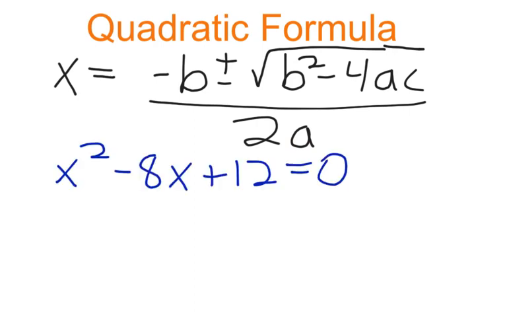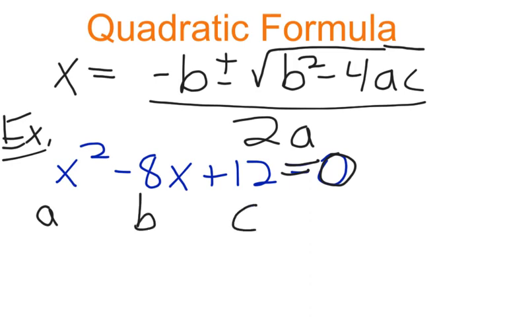Alright, let's do an example question now and apply what we just learned. So x squared minus 8x plus 12 equals 0. Notice this has to be equal to 0 for this formula to work. If it's not equal to 0, you need to make it equal to 0. So it's as simple as ABC. So we have a, b, and c.